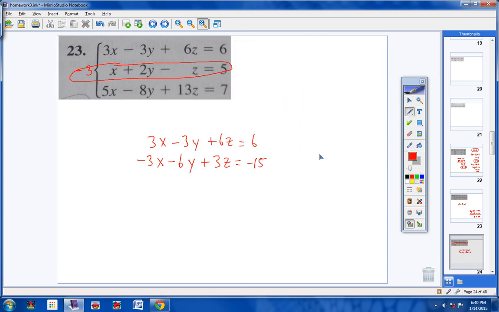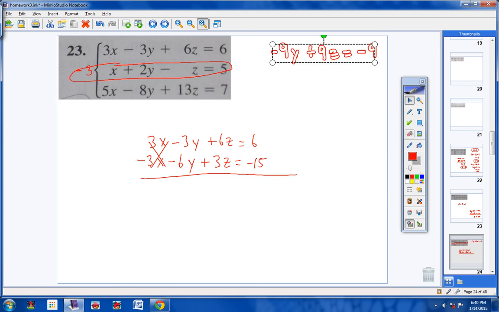Add those two together and we end up with -9y plus 9z equals -9. So there's one equation that has a y and a z, okay? Now don't forget how you got that equation.